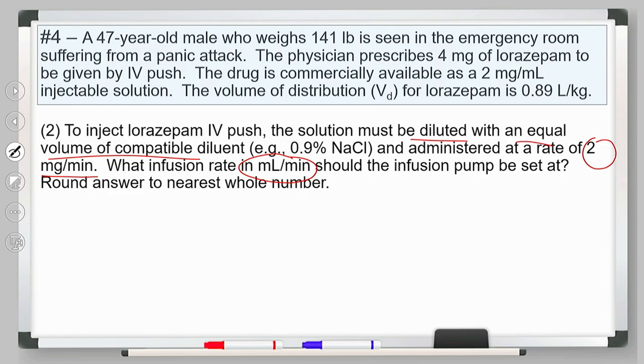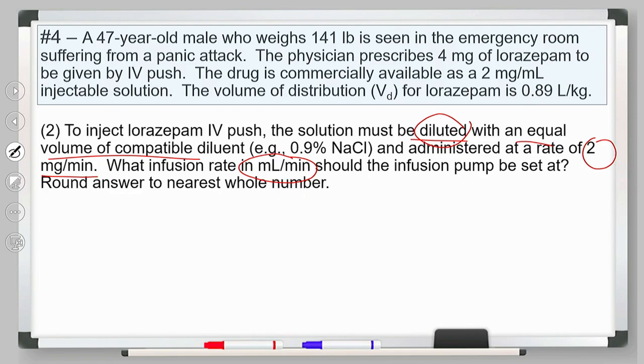So use what we know about what we're going to have to do to dilute it, and convert milligrams per minute to milliliters per minute. If you can figure out how to do that, start with 2 milligrams per minute. Then convert that milligrams in the numerator to milliliters. So figure out a factor. You need to convert, given your solution, how many milligrams are in your solution and how many milliliters are in your solution. That's how you can convert from milligrams to milliliters.